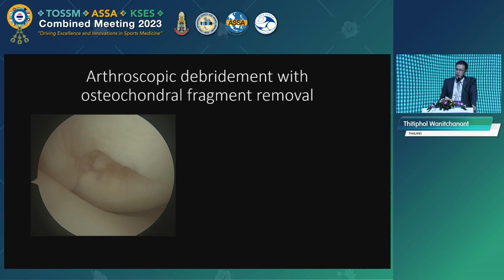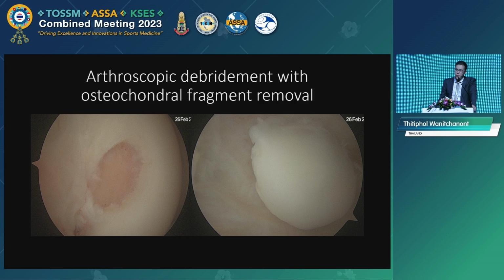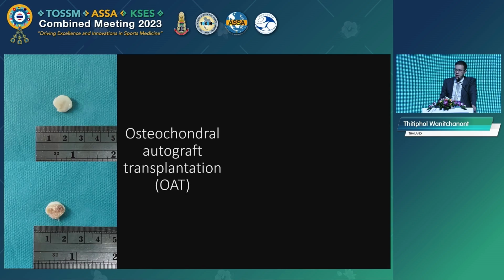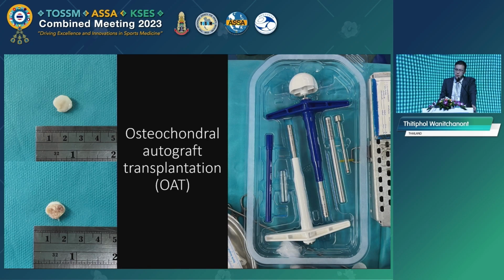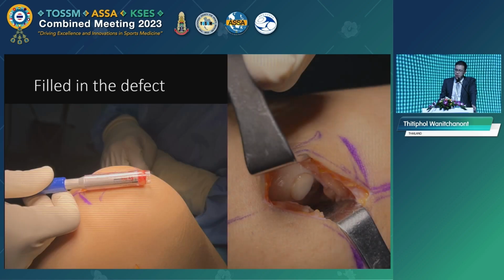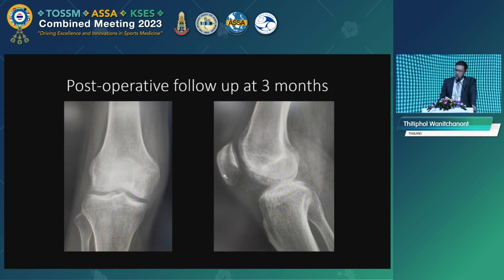So I performed arthroscopic debridement with osteochondral fragment removal. I prepared the base and removed the fragment at the PCL. This is the fragment, and I planned to go for OAT. I prepared the set to harvest, harvested from the medial femoral trochlea, and filled in the defect here. And this is the postoperative radiograph. And this is at 3 months after surgery, it's healed.